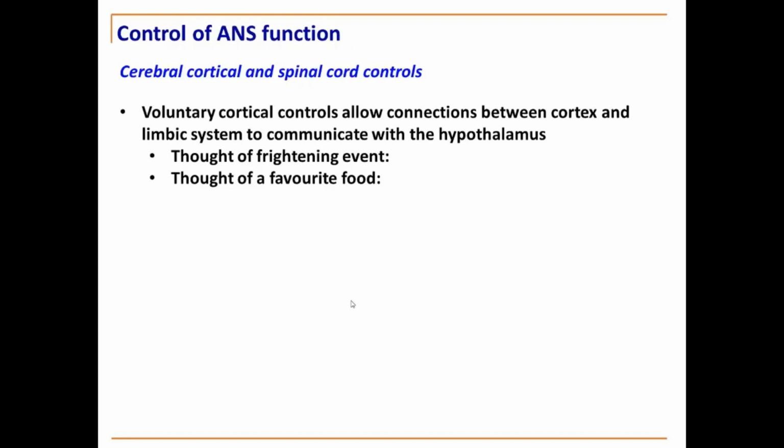So the cerebral, cortical and spinal controls as well. This is what we're just going to finally finish on. So voluntary cortical controls allow connections between the cerebral cortex and the limbic system. Remember, that's your emotional system, your fear system, to communicate with the hypothalamus. So for example, if you have a thought of a frightening event, your sympathetic response will be to increase heart rate. Thought of a favorite food, your parasympathetic response will be to make your mouth water. So therefore you're having a thought of something, voluntary controls, but it's collaborating with the autonomic nervous system.